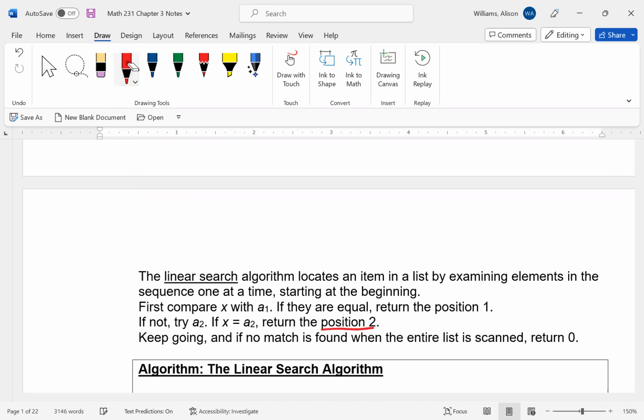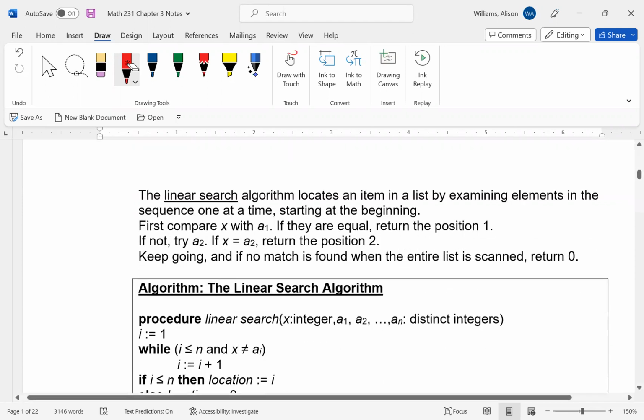And when they finally reach the value, if it happens to be the fourth name on the list, they'll return position 4. So position 4 is going to be the return for the answer once it's done going through its process. If no match is found, we return 0. So we have to give something back.